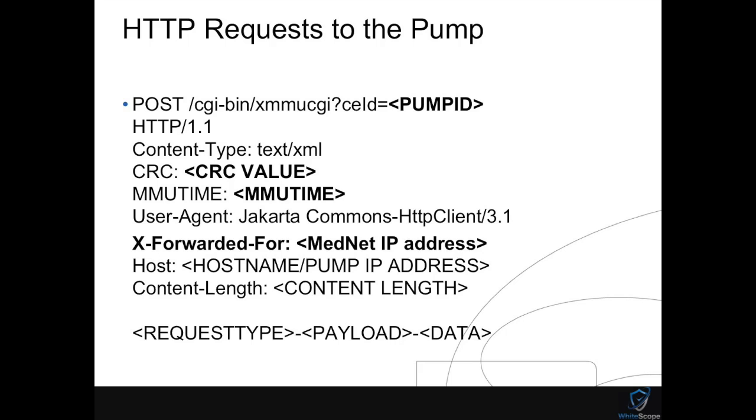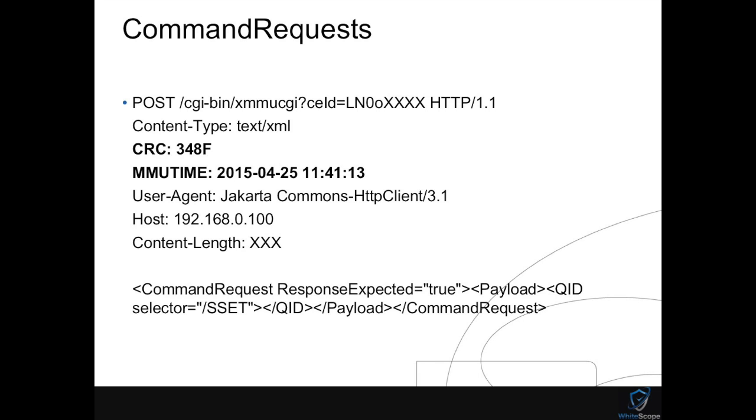You basically post it to the right area, there's a CRC value, and then you just do an X-Forwarded-For for wherever the MedNet address is. That's not even required for most requests. The two things that are required are the CRC value and the time. The CRC value encompasses the entire body of the payload that you're sending. So you can do configuration changes that way, drug library updates that way.